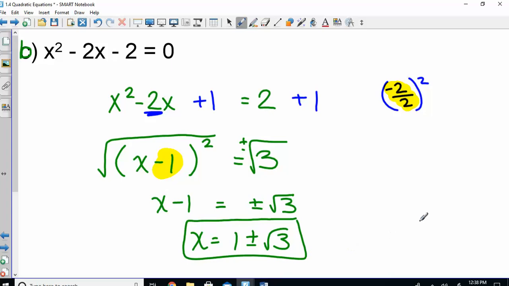Now it is possible, if these are like terms, let's say you got 1 plus and minus 3 at the end. Could you solve that? Yeah. 1 plus 3 is 4. 1 minus 3 is -2. So if they do happen to be like terms, go ahead and simplify it. But otherwise, if one of them has a radical or something, you're just going to have to leave it like this.